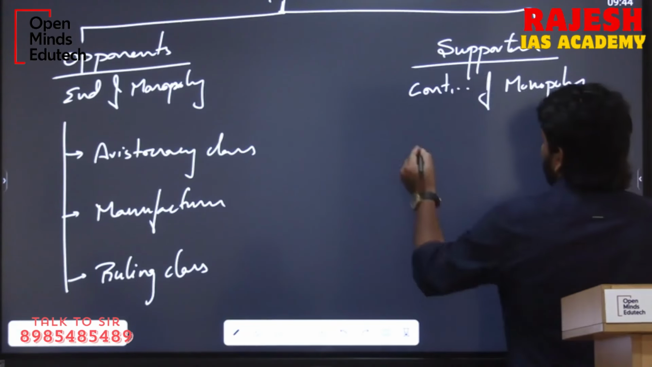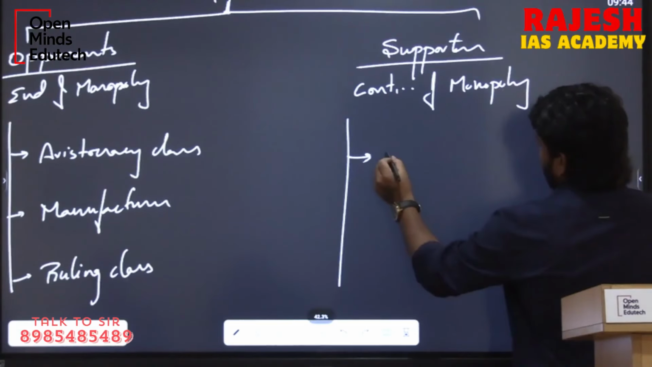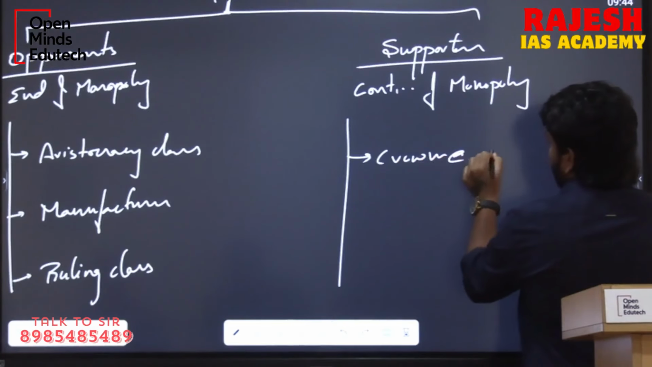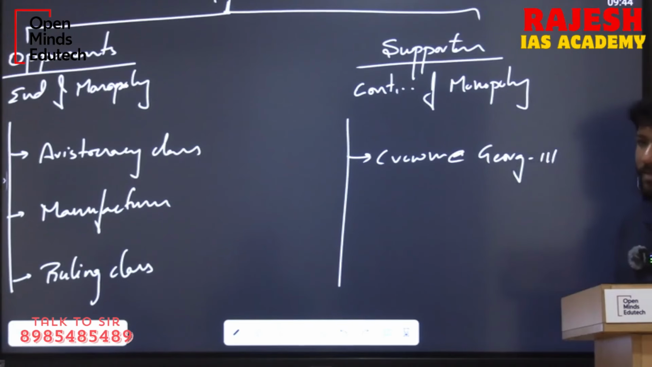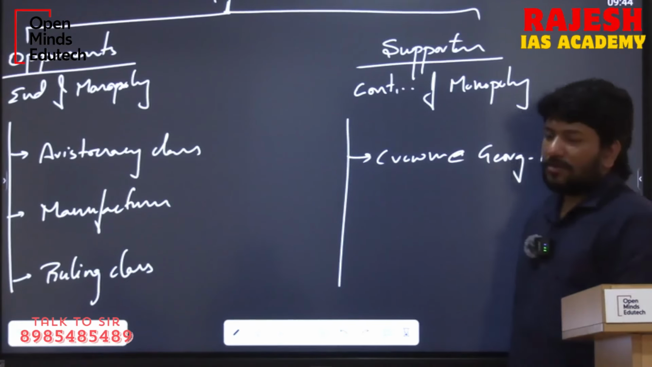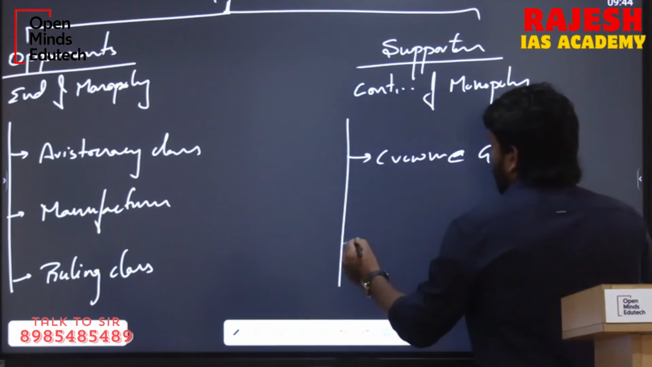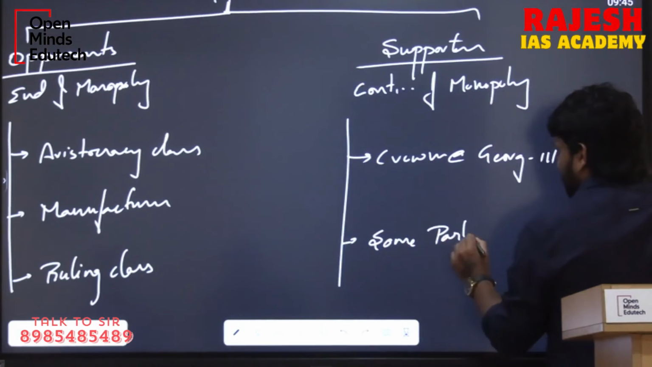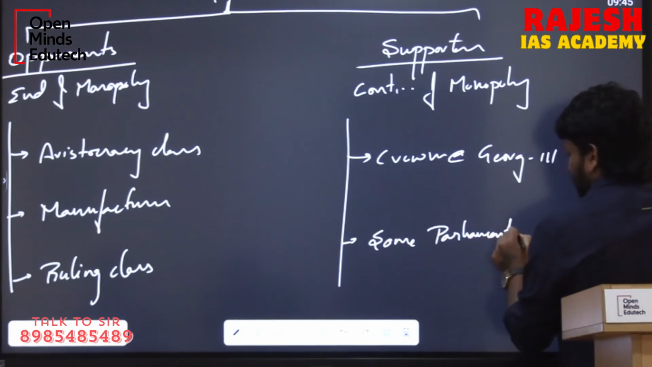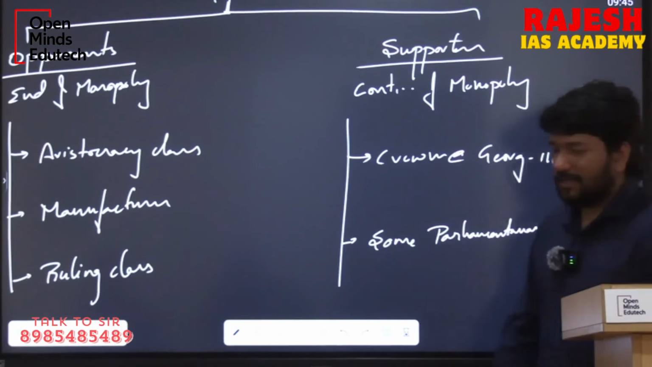Now, the supporters. The company has one big support, that is George III, because he also has stakes. The crown, the king. So the king is the main supporter of the EIC. George III is the main supporter, and some parliamentarians, because of their money, became company supporters.